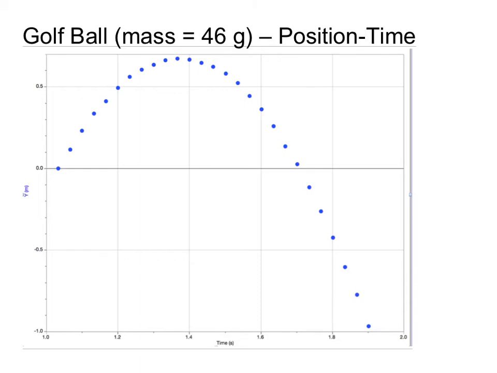So here's the first position time graph for the golf ball before it hit the ground. Notice that it has a mass of 46 grams. It's going to come up later. But based on its parabolic shape, we can tell that the position time graph is curved. Therefore, it's accelerating.